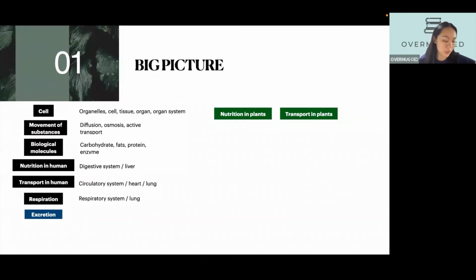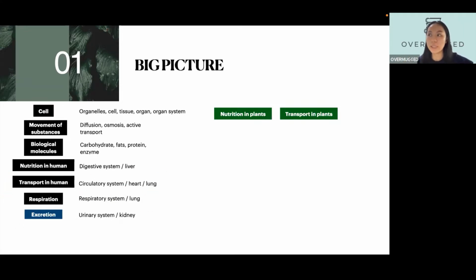For pure bio, your first chapter next year is probably excretion. It's your urinary system and kidney, mainly excreting urine, right? So that's excretion. It is still under the purview of the human body systems, and you already know a little bit about it from the transport in human chapter.